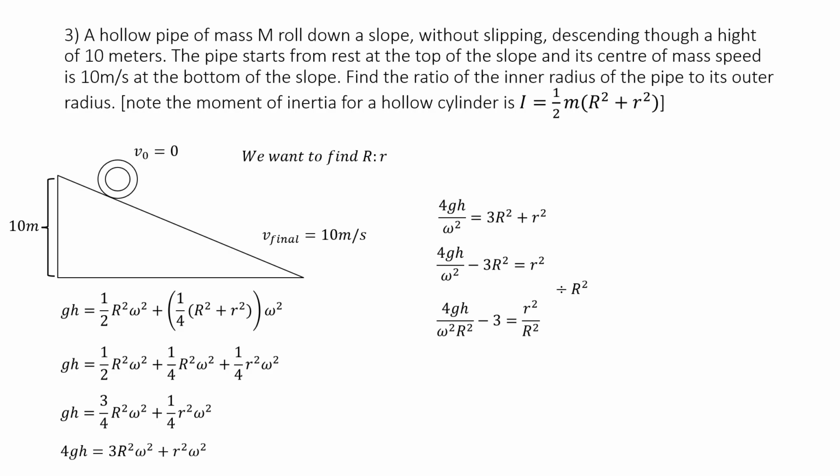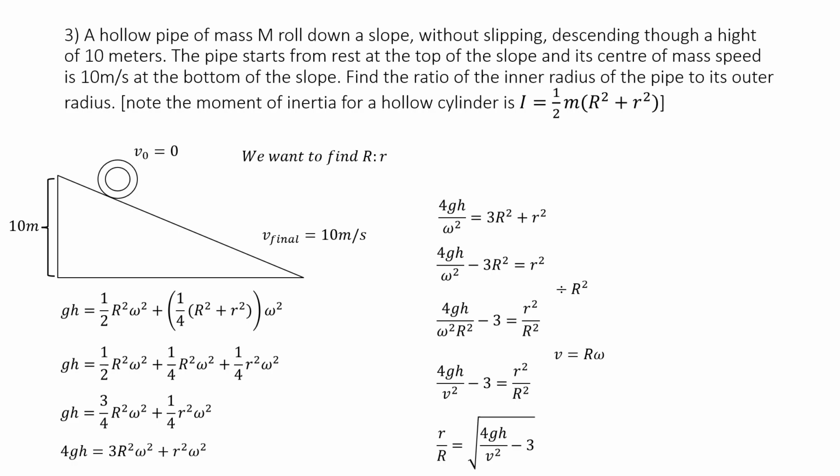Now, r squared over R squared is what we're trying to find. And we have a lot of the values here, but we don't know what our big R squared is. Fortunately, v is big R times omega, sorry. So we can times that right into the equation, which gives us 4gh over v squared minus 3 equals our ratio. Now, we can rearrange and take a square root, and everything in that square root are things we know.